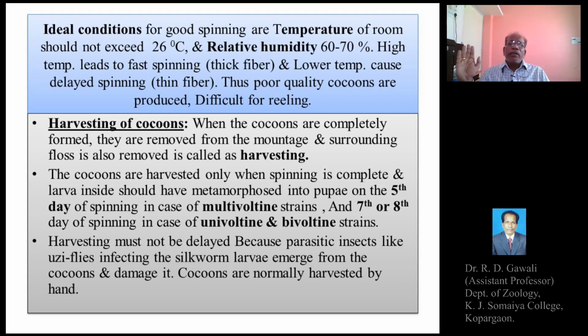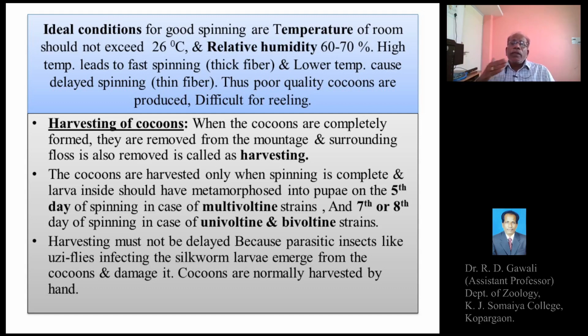On the 7th or 8th day of spinning, the pupa has developed in the case of univoltine or bivoltine strains of the silkworm, and thus on or after the 7th or 8th day we can harvest the cocoons from the mountages. Harvesting must be done at a specific time. So just after formation of the pupa, one has to collect the cocoons.